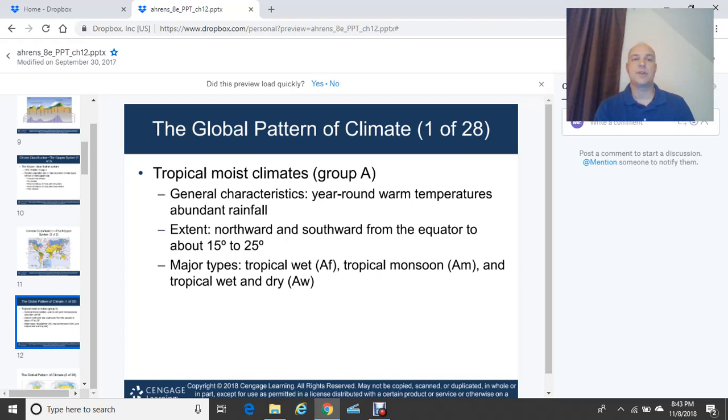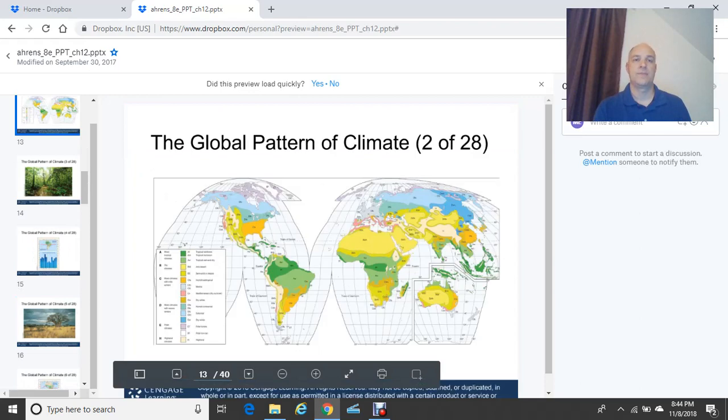The major types of the tropical moist climates, the Group A, we have the tropical wet climate, which is grouped as an AF climate. Notice that every climate has a couple letters associated with it. So tropical wet climate is an AF, tropical monsoon is an AM climate, and then tropical wet and dry would be the AW climate. Okay, and that would be associated with your savannas.